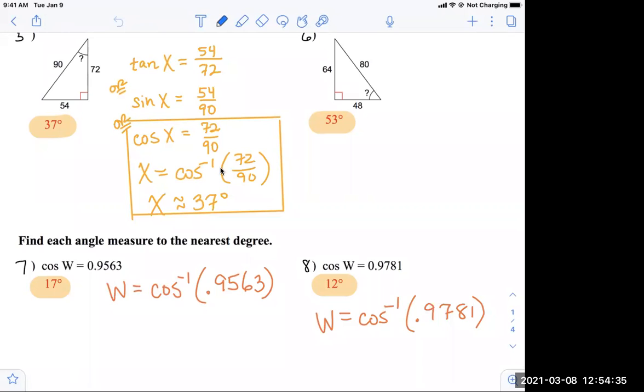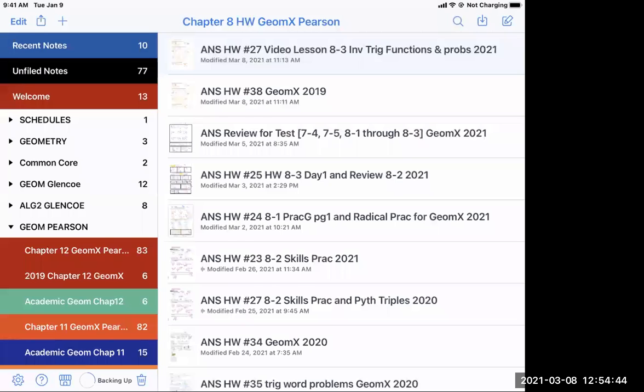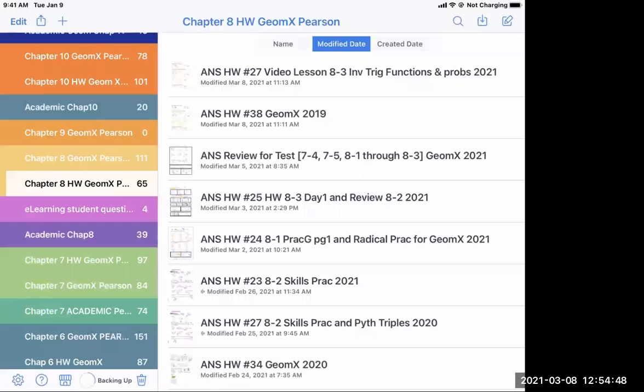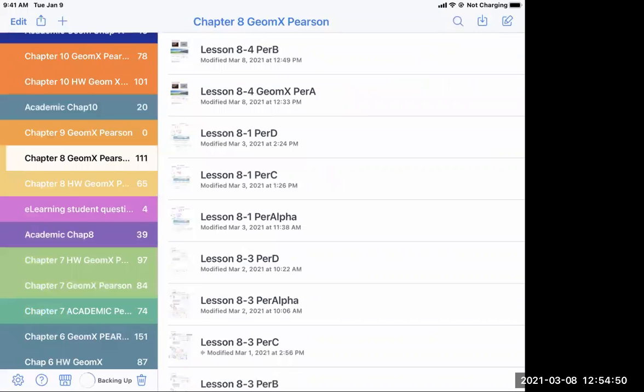All right, we're going to be doing lesson 8.4. So if you don't have questions on homework, we'll go ahead and jump into that. We're going to continue doing Trig. So this is, today is word problems with Trig.